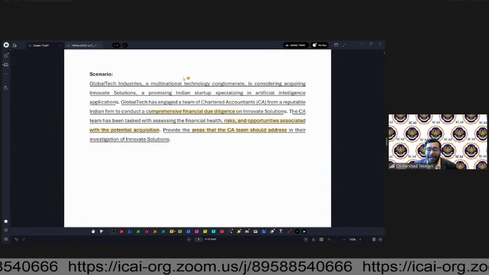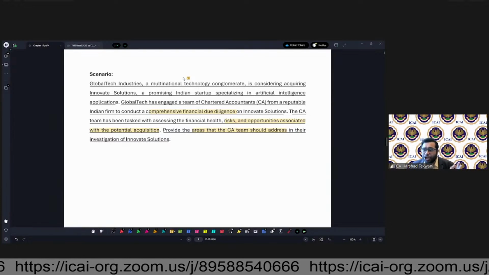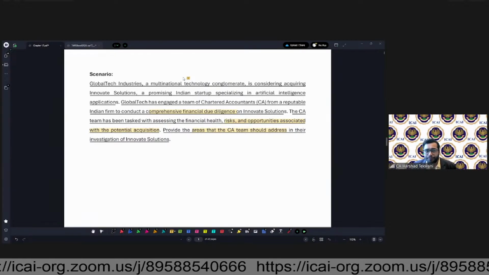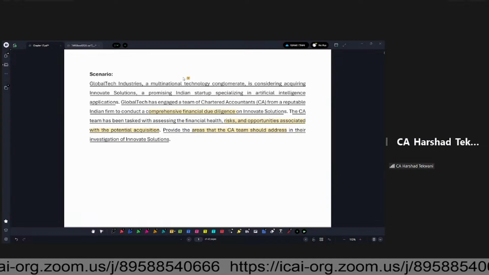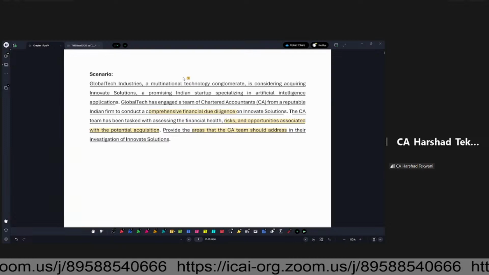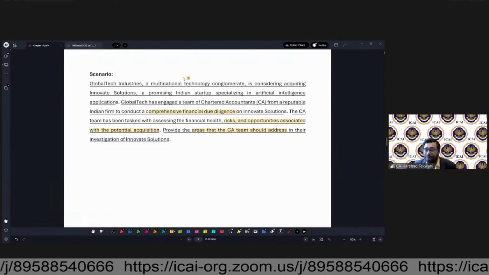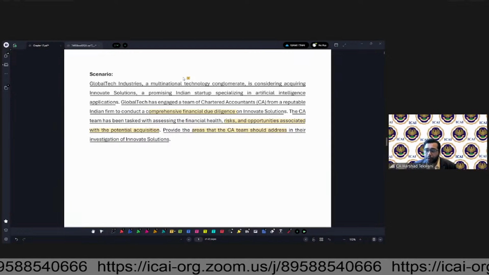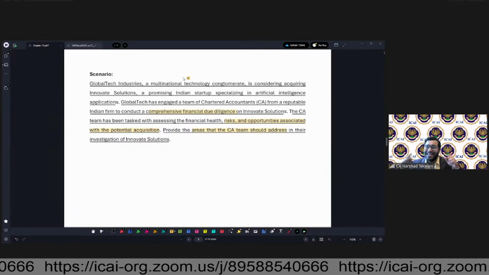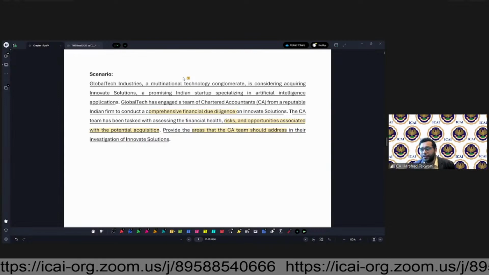What are the areas as a CA team you should address to understand the potential acquisition or to understand this transaction? Come on, guys. This is basically a financial due diligence, and accordingly, you need to consider the areas that you will verify in a financial due diligence.